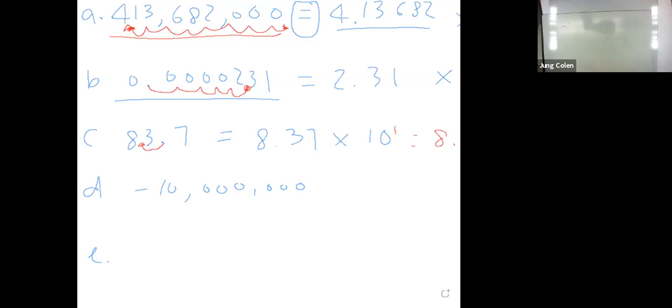Convert the following to standard numerals. 6.84 times 10 to the -5. So this one is already given as scientific notation. Now you are looking for the standard numeral that Isabel was looking for at the beginning.